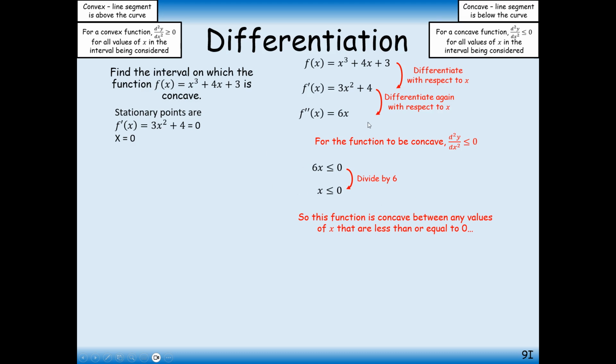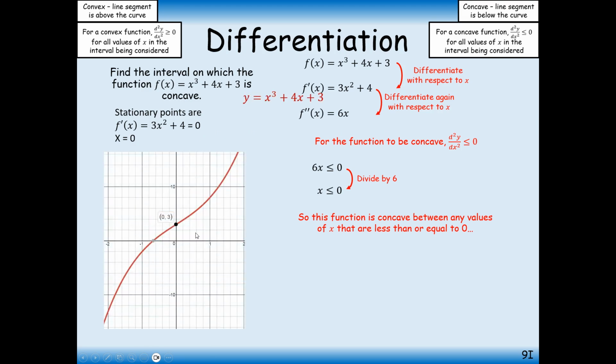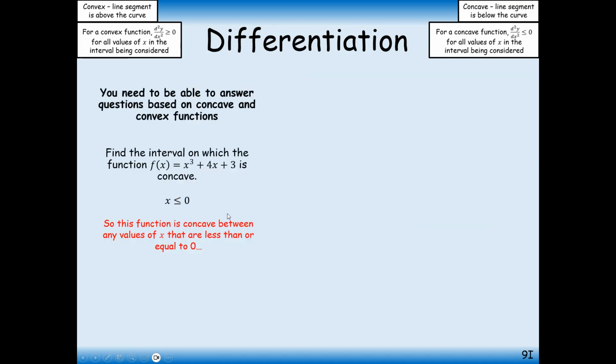We know that the stationary point is also where the first derivative is equal to 0. And if we check the graph out, we'll see exactly that on the left side of the y-axis, the graph is concave. Taking any 2 points, the straight line falls below the curve. And on the right side, the straight line would fall above the curve. It looks like a convex function on the right side.